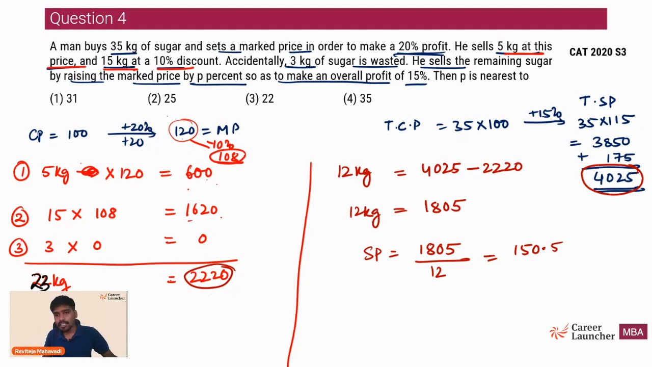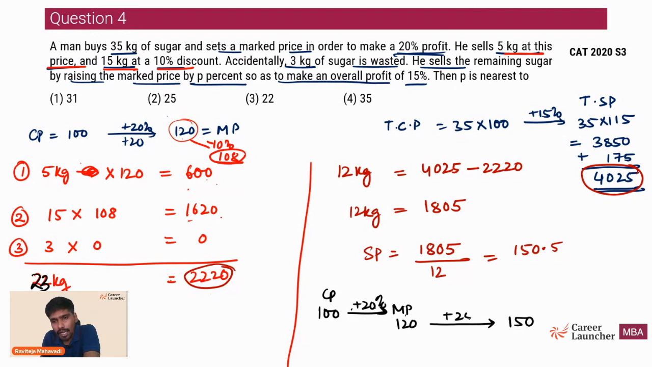the selling price is 150.5. The initial markup had already taken you from 100 to 120. If the cost price was 100, you added 20% and reached 120. So from 120 to 150, I'll have to mark it up again by 25%. So that is what the question is asking.